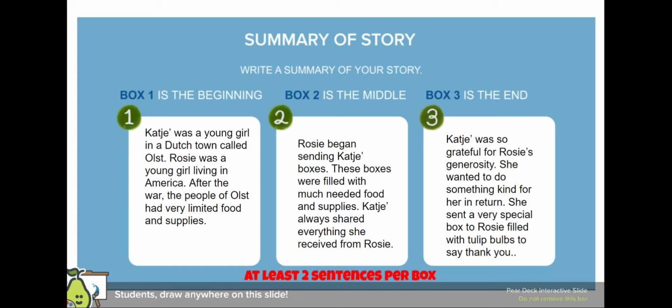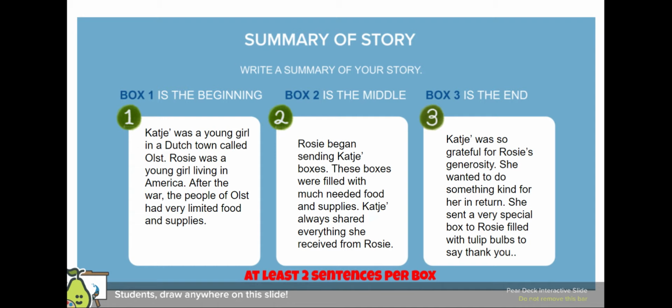The last thing I had to do was in box 3, I had to tell the end of the story. So this is what I came up with. Katja was so grateful for Rosie's generosity. She wanted to do something kind for her in return. She sent a very special box to Rosie filled with tulip bulbs to say thank you. And so that was what happened at the end of the story.